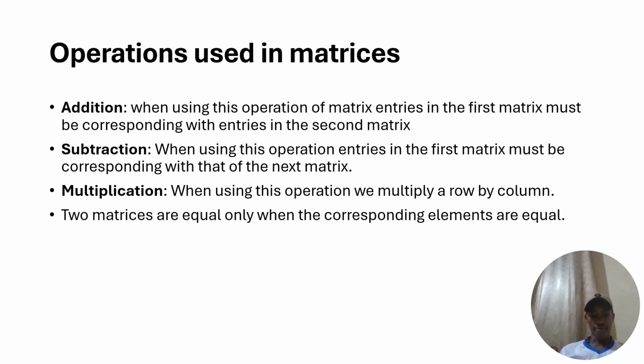We can also say that two matrices are equal only when the corresponding elements are equal. That is to say, when you have a one appearing in the first row and first column of the first matrix, and another one appearing in the first row and first column of the other matrix, we regard that as an equal matrix. So there we continue.